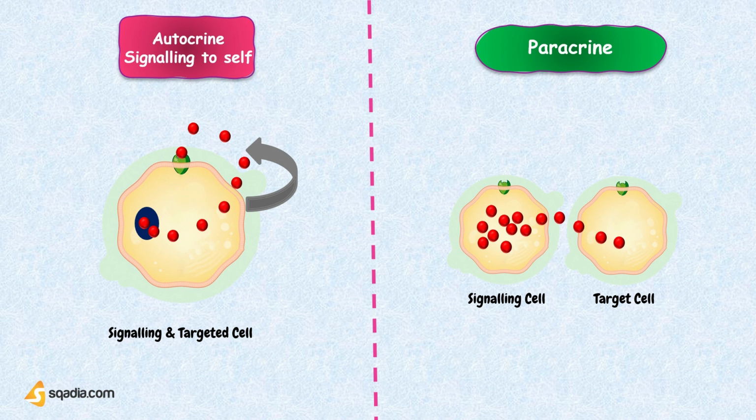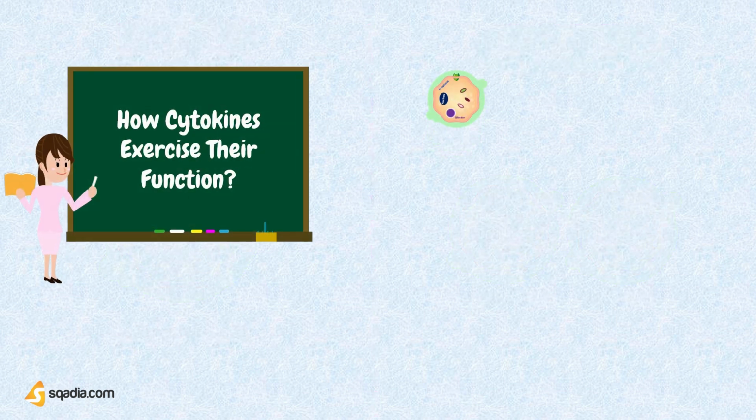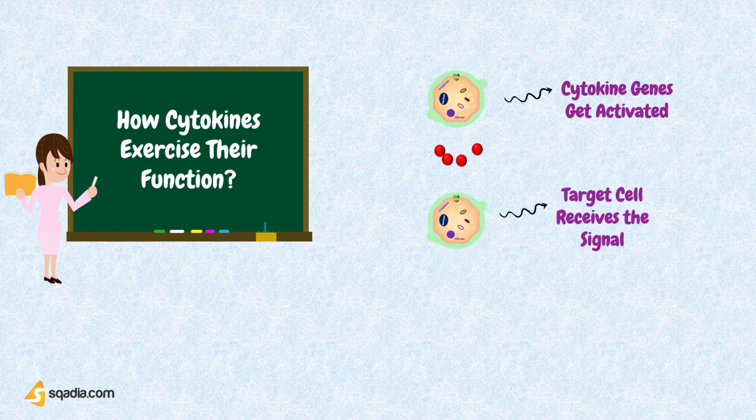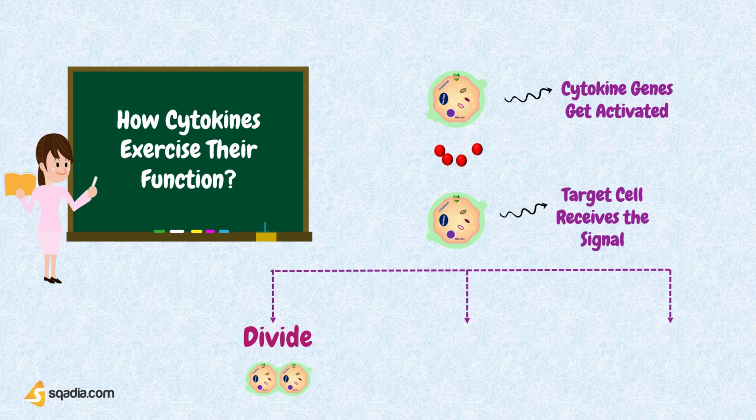After talking about the different forms of communication, let's move on to the topic of how cytokines exercise their functions. Specific cytokine genes are activated in response to an initiating or stimulating signal. The target cell would ultimately undergo cytokine-mediated signaling as a result, and this would have a number of biological effects on the cell.